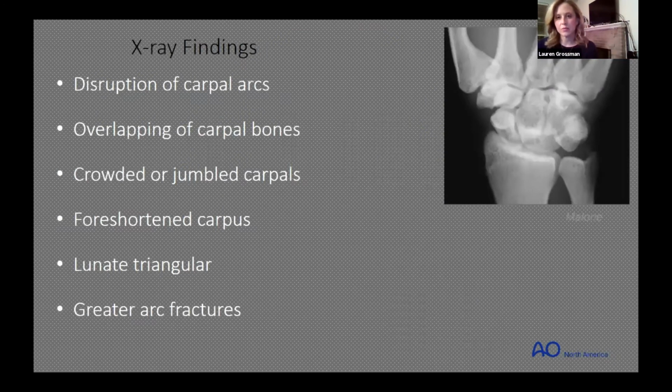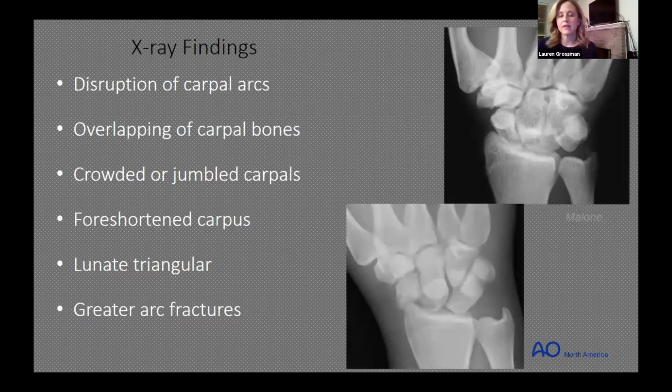So again, what's important on these x-ray findings are the disruption of the carpal arcs. You have overlapping of the carpal bones, as you can see here on the upper right-hand corner. There's crowded and jumbled carpals, and then there is a foreshortened carpus. As you can see here, you lost your arc, you lost everything, it's shortened.